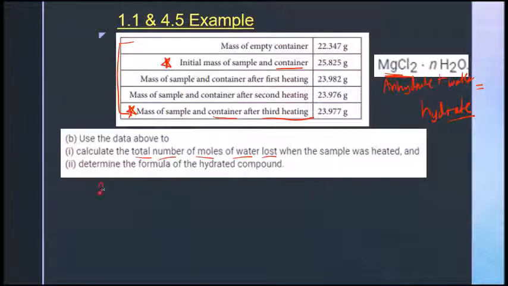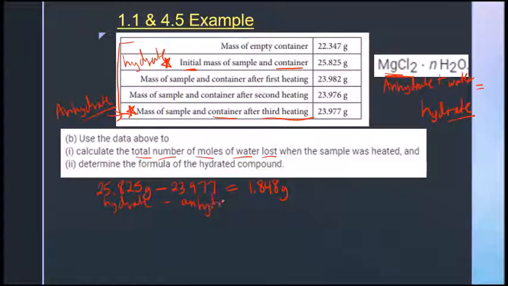So we would set this up where we would take our initial, which is the hydrate at this point because it's initially here. After the third heating, the only thing that should be left in there is the anhydrate, because all of the water should be driven off at this point. Subtract out the anhydrate, and we get 1.848 grams. So this is the hydrate minus the anhydrate. That's going to give us our water mass, okay?